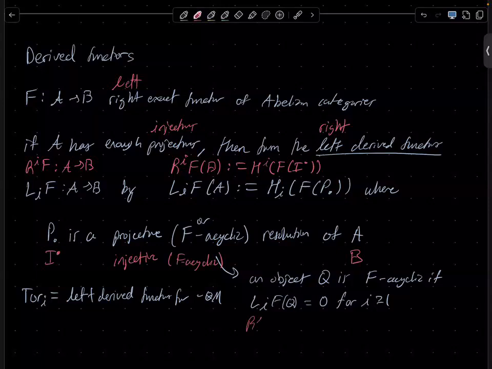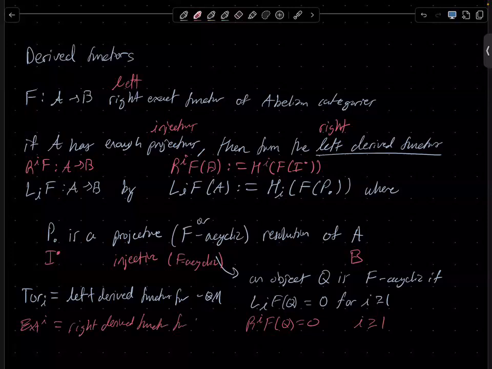And then here, if you have a left exact functor, F-acyclic means R upper i F of Q is 0 for i greater than or equal to 1. It's the same. Like before, we did that with Ext, so that is to say Ext upper i is the right derived functor for the Hom functor. Okay, so that's just how you derive functors. So this is cool.